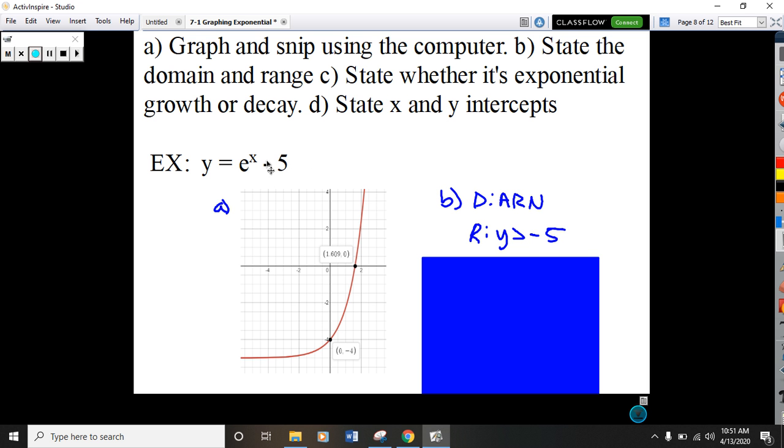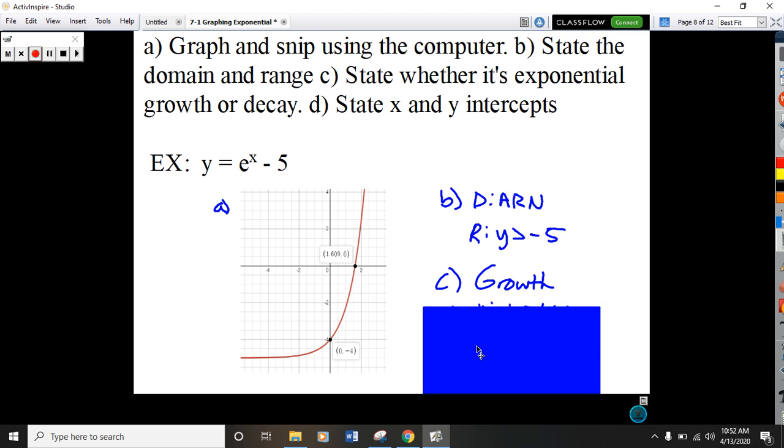Also another reminder, this number can give you a helpful hint of where that range is going to be affected by. Okay. Next part, exponential growth or decay. If you follow this like you follow a book, as you go from left to right, it is going up. So this is a growth function. So it is exponential growth for part C.